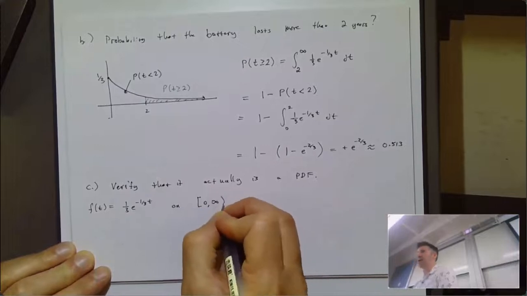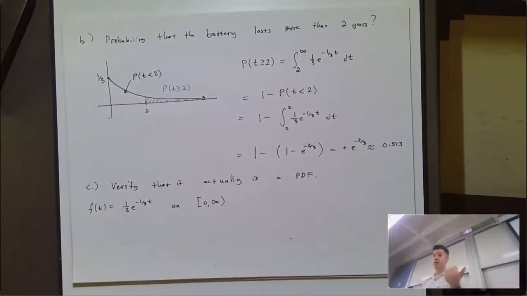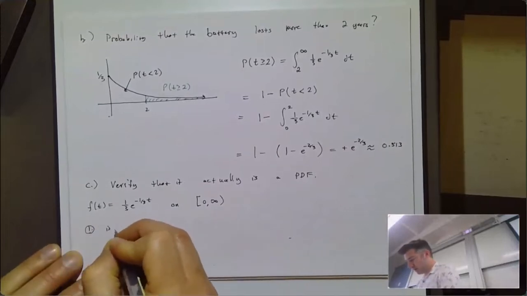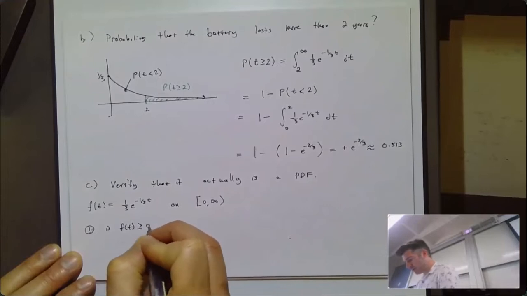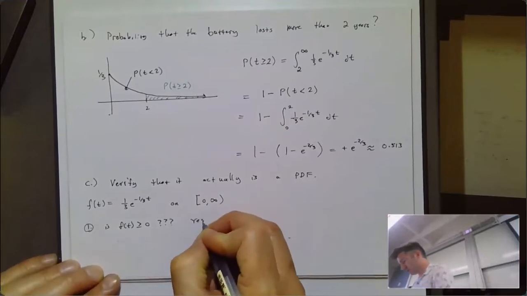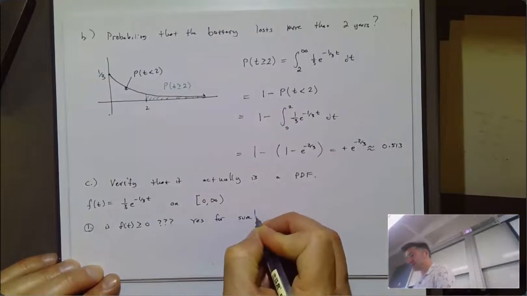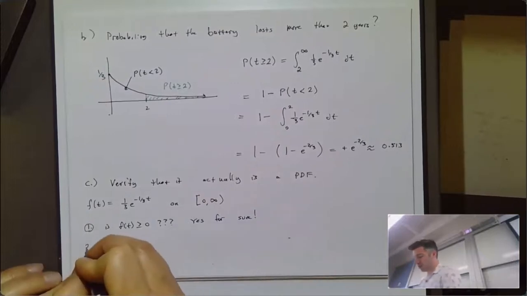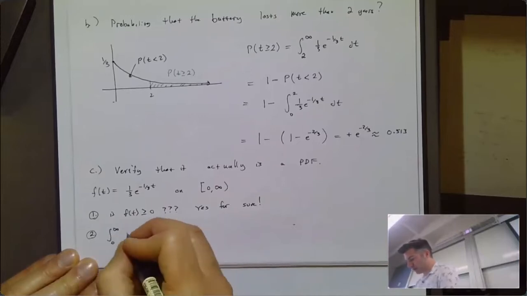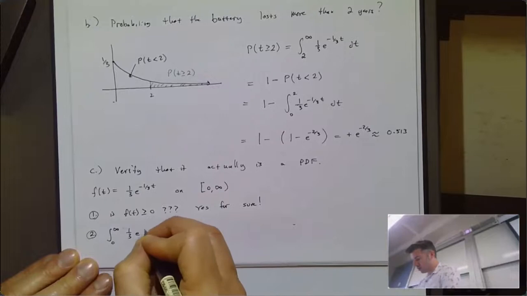And technically, if someone asks you to do this, there are two things you should check. The first thing you should check is, is my function non-negative on the interval? And the answer here is yes. That function is definitely always greater than 0, not even greater than or equal to 0. So yes, for sure. The second thing, which is the thing more people are usually concerned with, is showing that the integral from 0 to infinity of your function should equal 1.